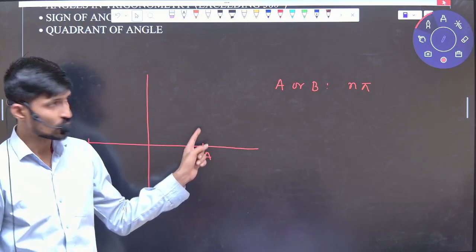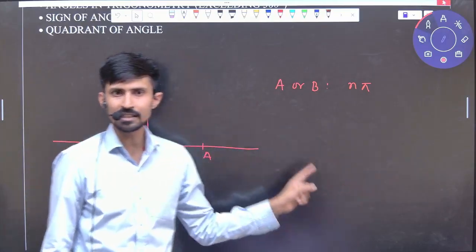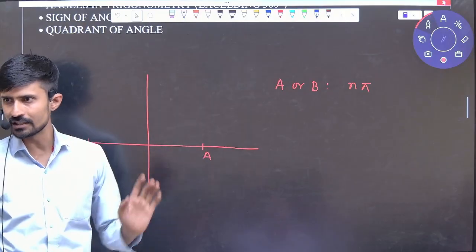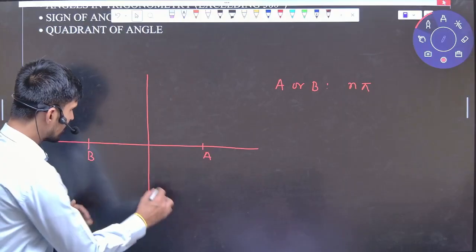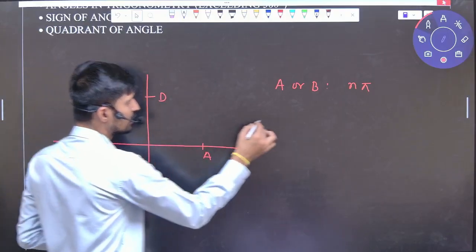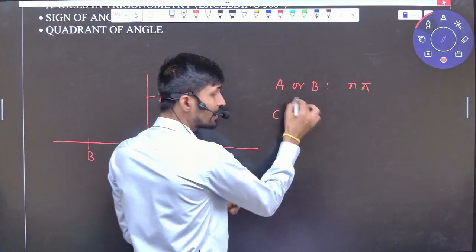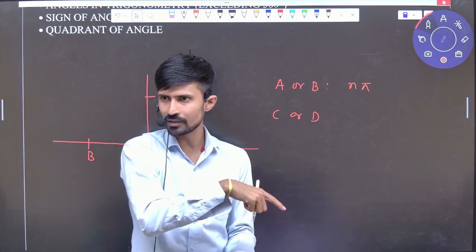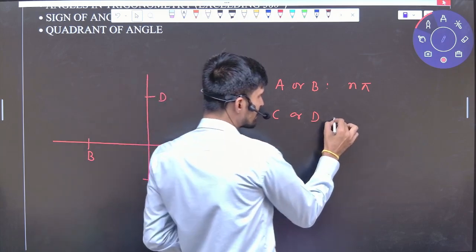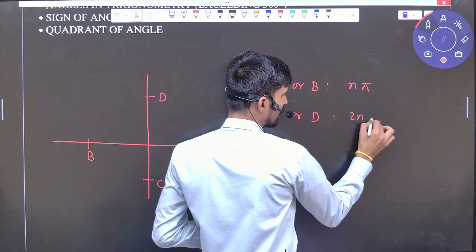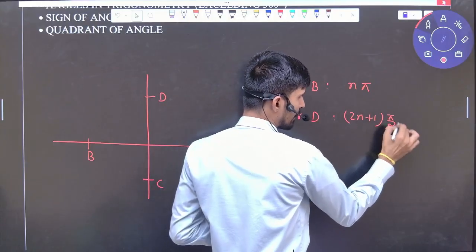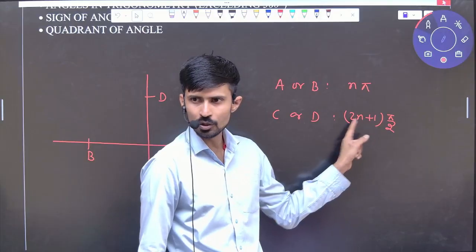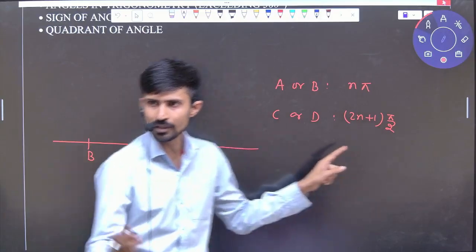Okay? So when I am writing n pi, n pi is representing either A or B. Out of A and B, one thing it will represent every time. And when we are talking about C and D, I am writing or. Or means either this it will represent. If this is not representing this, then 100% that will represent. So this is 2n plus 1 pi by 2. Check here. Put n 0. What is n here? Integer. Put n 0. 2 into 0, 0. 0 plus 1, 1. 1 into pi by 2, pi by 2. Which point will pi by 2 represent?